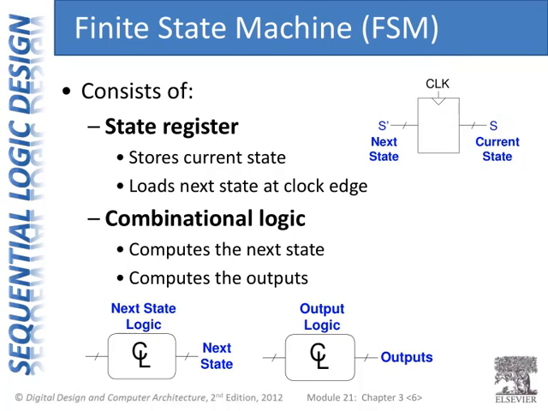So we have a state register that stores the current state and loads the next state at the clock edge, loads it into its internal storage. We also have combinational logic. One of our combinational logic blocks computes the next state. So given the current state and inputs, what's the next state? And the second computes the outputs.